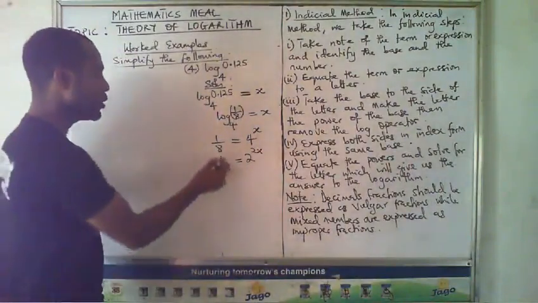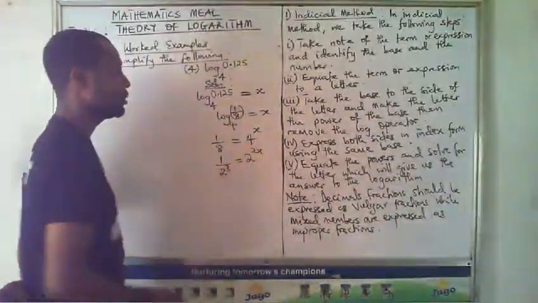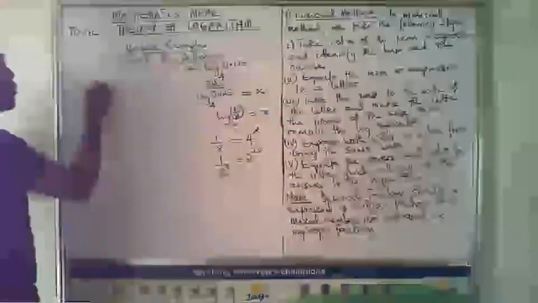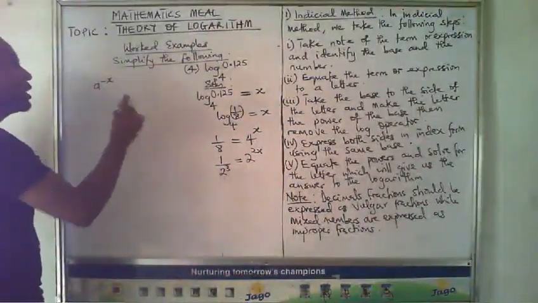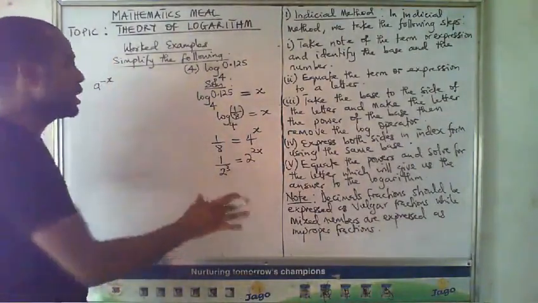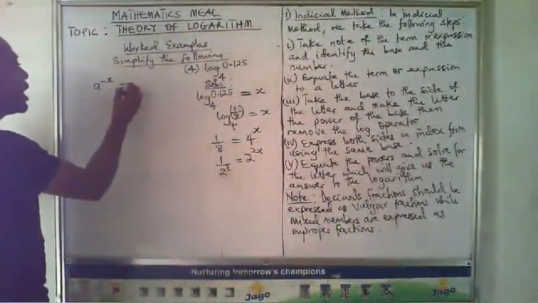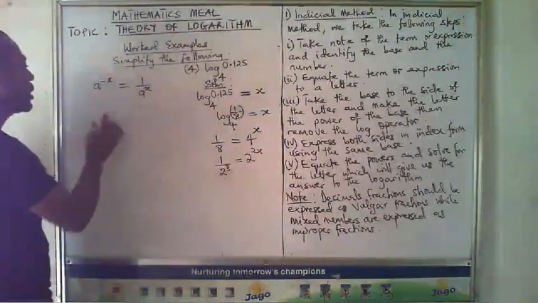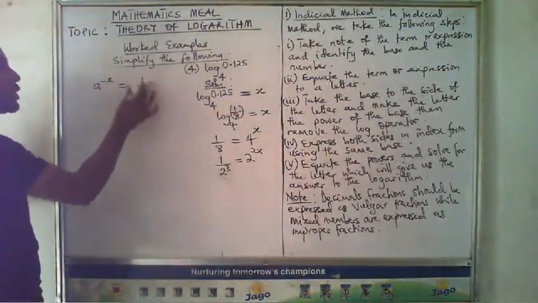Do you know why? It's 1 over, but this is just 2. So I need the knowledge of indices here. Let's go to the fourth law of indices. You see why I say that indices is a prerequisite if you must do theory of logarithm. A raised to power minus s is 1 over a raised to power s. So a negative index is something as reciprocal.